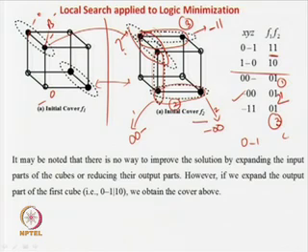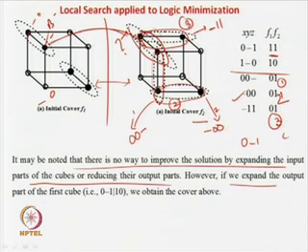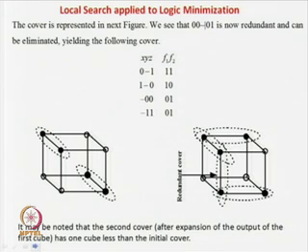So, in this case, you can see that this is the part which is common, because for these 2 points F1 is also 1 and for these 2 points F2 is also 1. So, you take this one, you borrow it from here to here, that is what has been done. Okay. So, that is what has been written, that there is no way this solution can be improved by expanding the inputs or the outputs, but if we expand the output of the first cube, this one, we obtain the cover as above. This is what we have done. So, you have exported it from here to here.